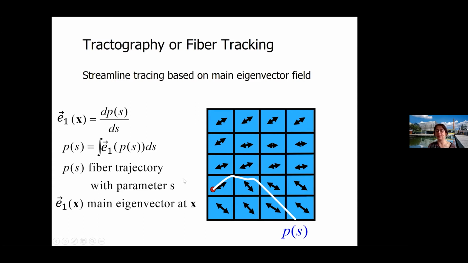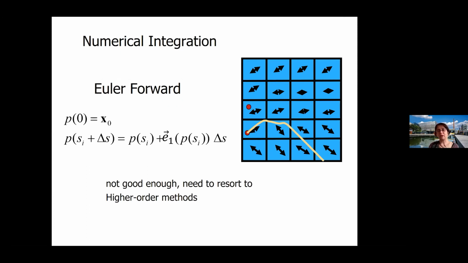To be able to do this integration, you need to put initially a seed point, and then you follow this vector field, which is, the eigenvectors are bidirectional, and you follow it, and this is a reconstruction of your potential fibers, right? So a common way to do this numerical integration is using Euler forward, which is basically you have a point, you calculate what would be the vector there, you move a step, and then you do the same with the next, you calculate, you move a step, and you do the same, right?